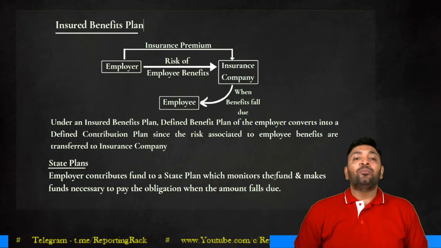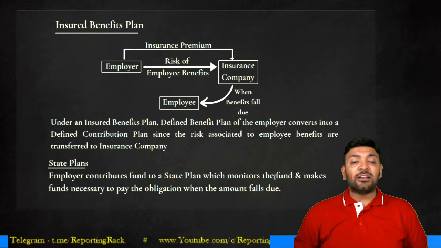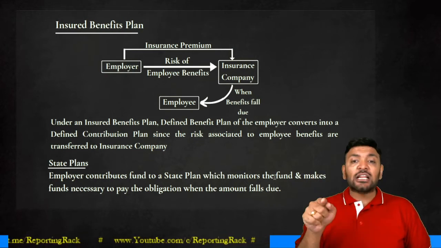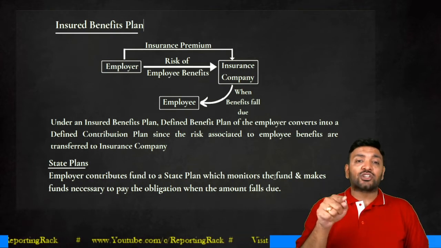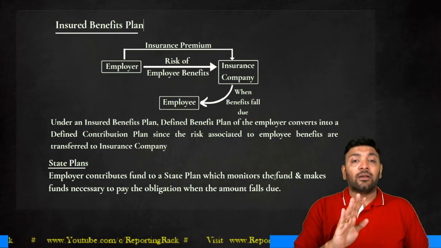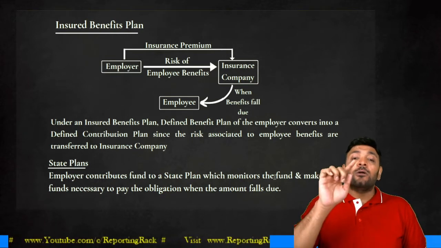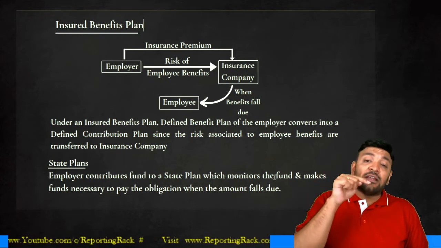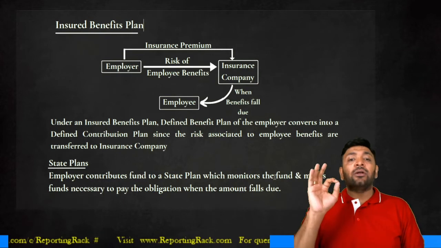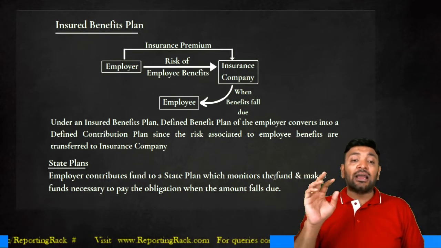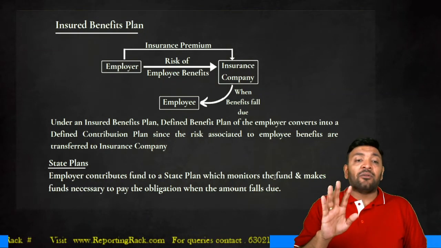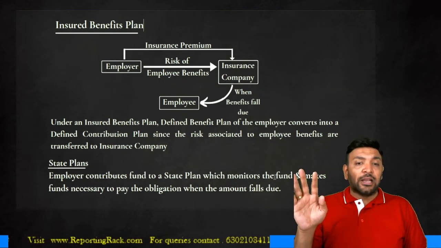Insured benefit plan: the risk of the employment benefits is on the employer. The employer, by paying a premium to the insurance company, transfers the risk of employee benefits also to the insurance company. So whenever the benefits fall due, the employee is going to receive the money from the insurance company itself. Therefore, under an insured benefit plan, the defined benefit plan of the employer converts into a defined contribution plan, since the risk associated with employee benefits is transferred to the insurance company.